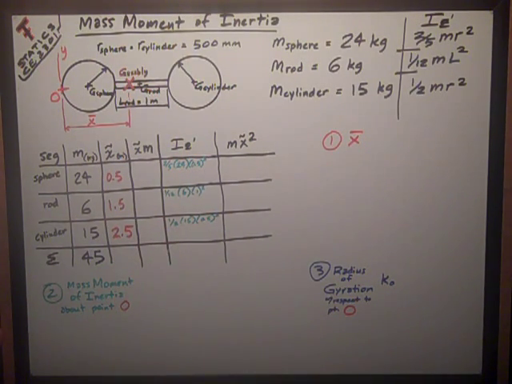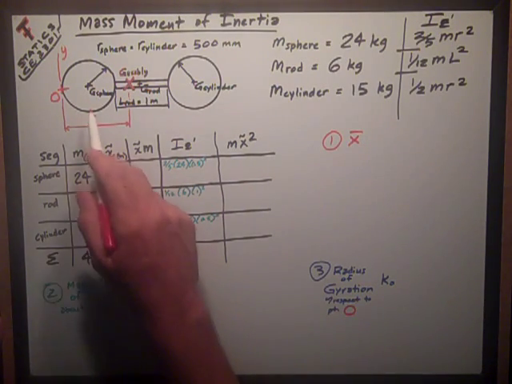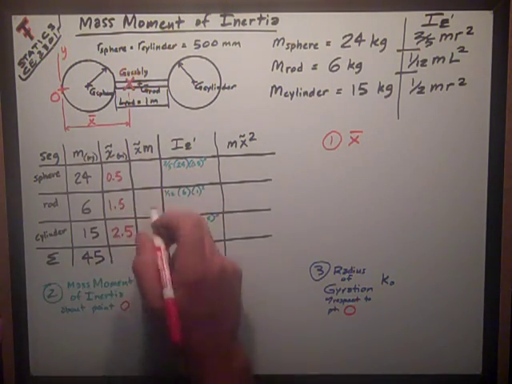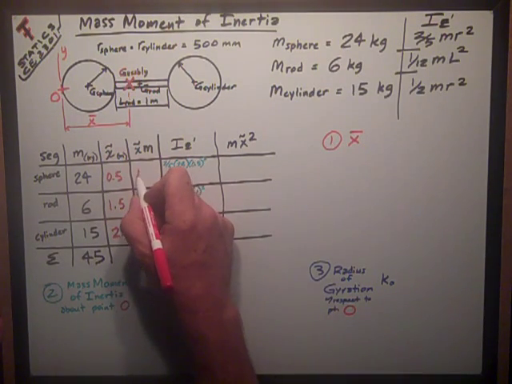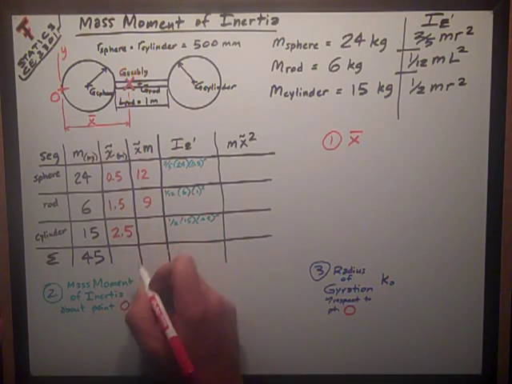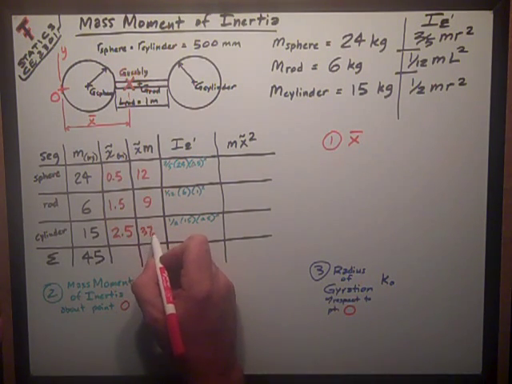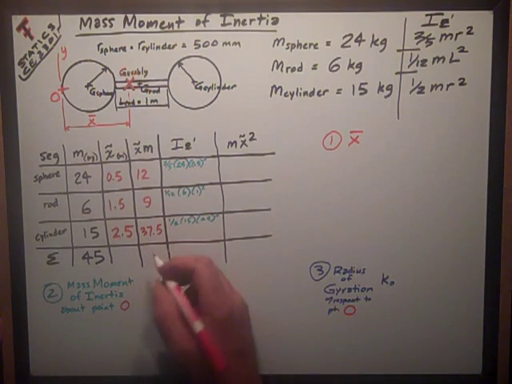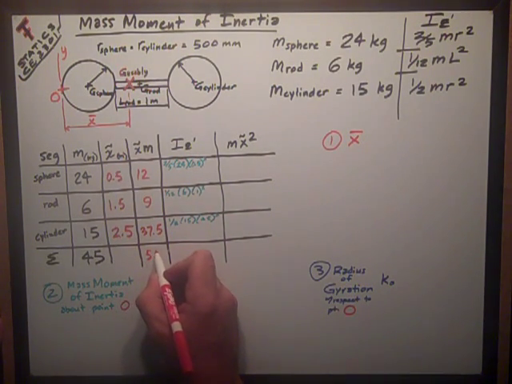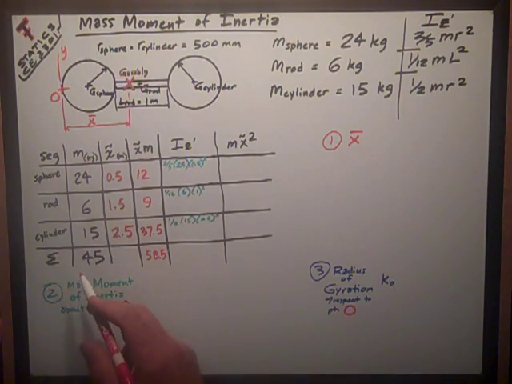Now, just like I was doing for area to get the centroid, I just multiply the mass times what I've called the x tilde distance from my reference point to the centroids. And the math here is 24 times 0.5 is 12, 6 times 1.5 is 9, and 15 times 2.5 is 37.5. Now I add all those up, and I get 58.5. And I've already added up the masses, 45 kilograms.